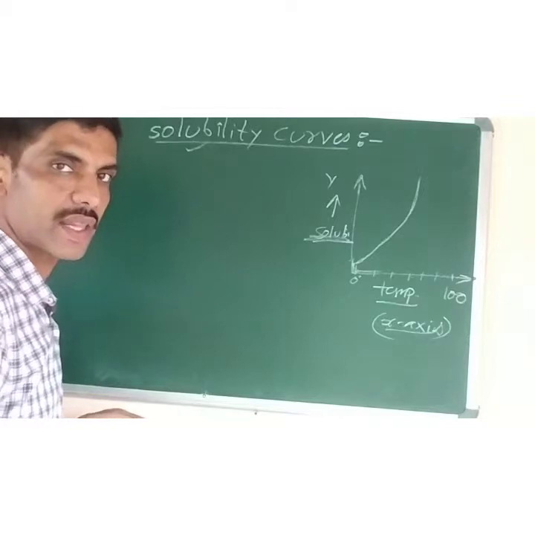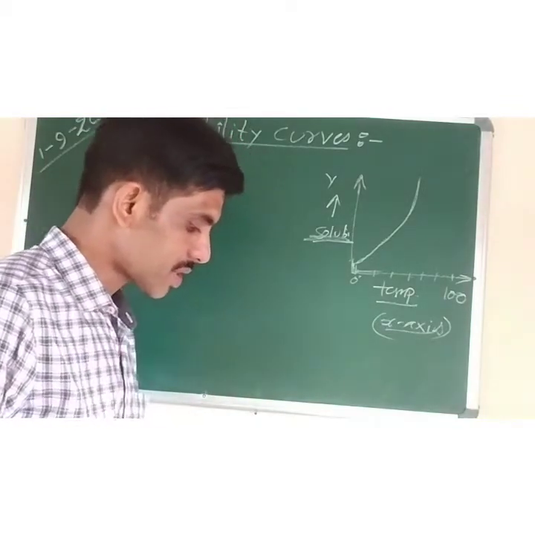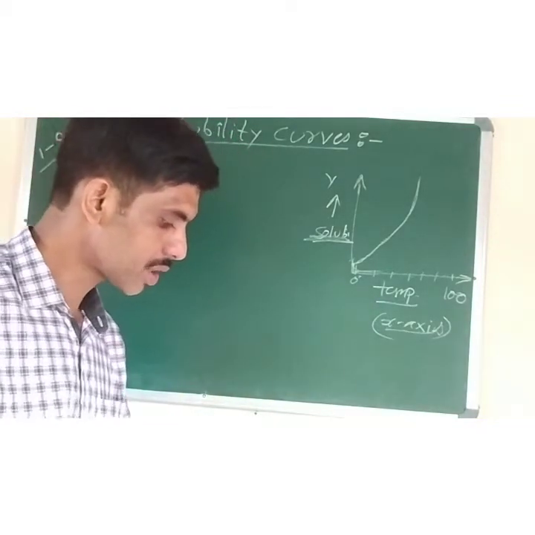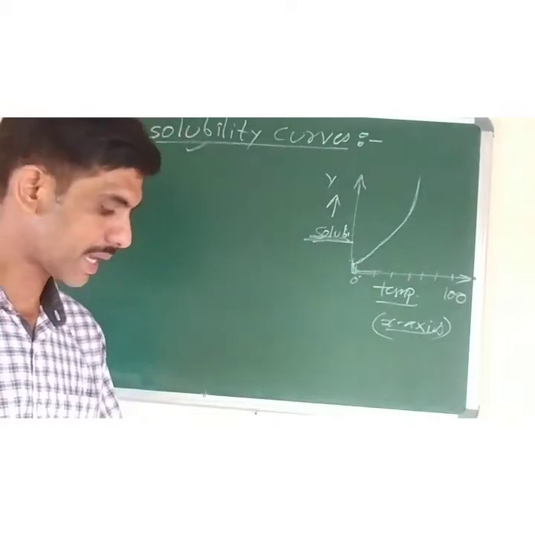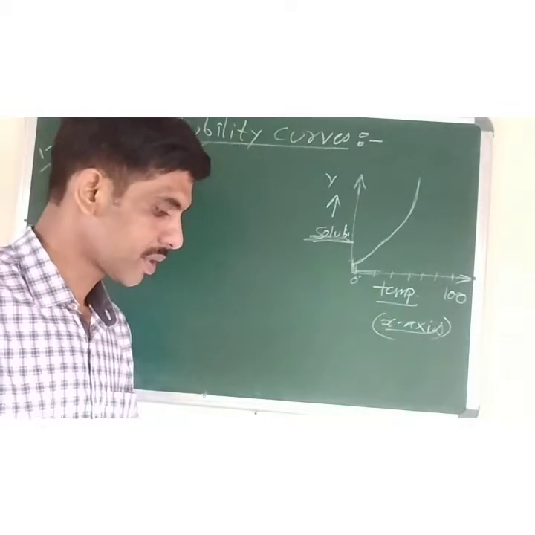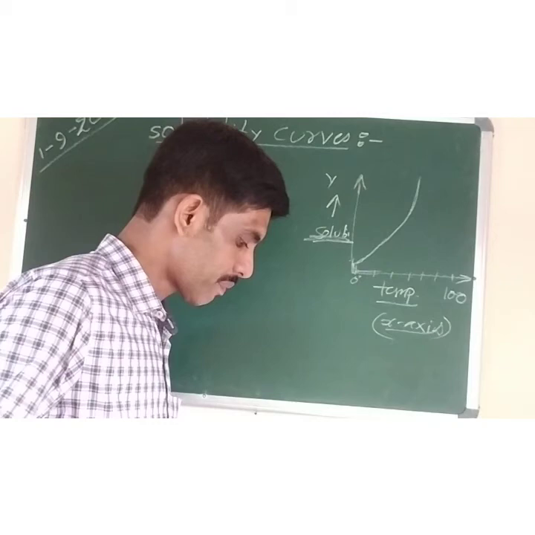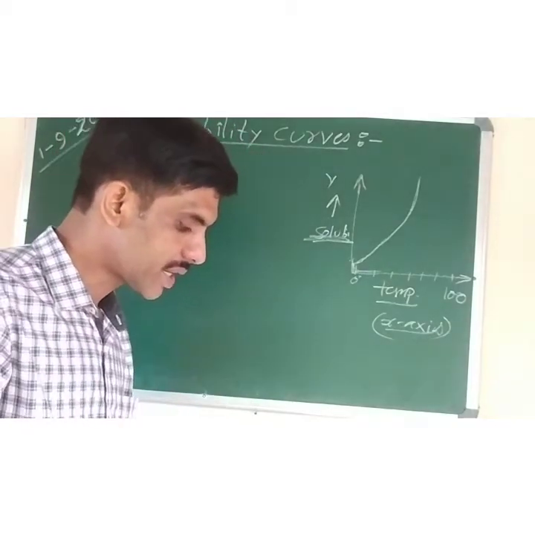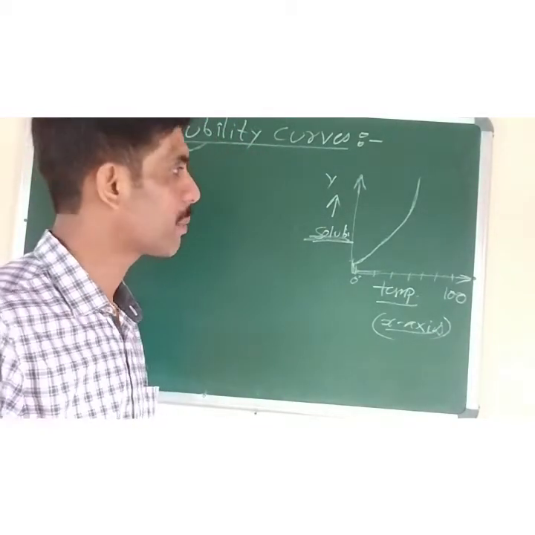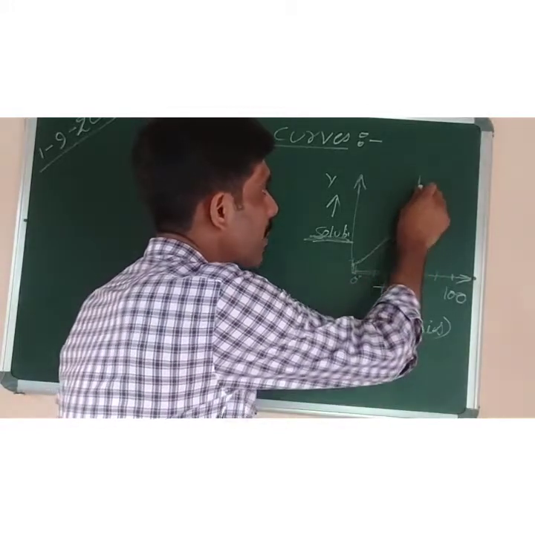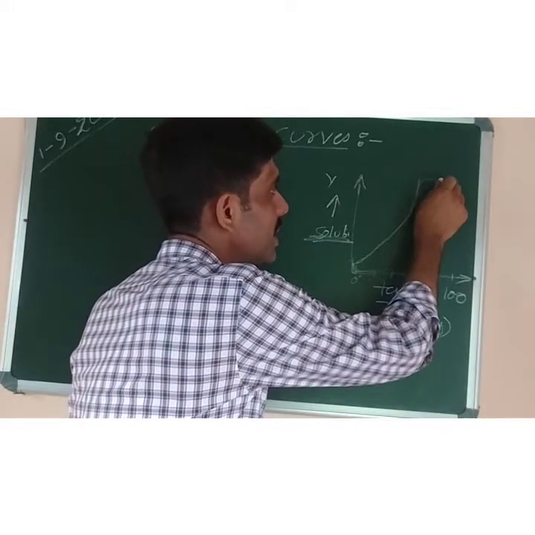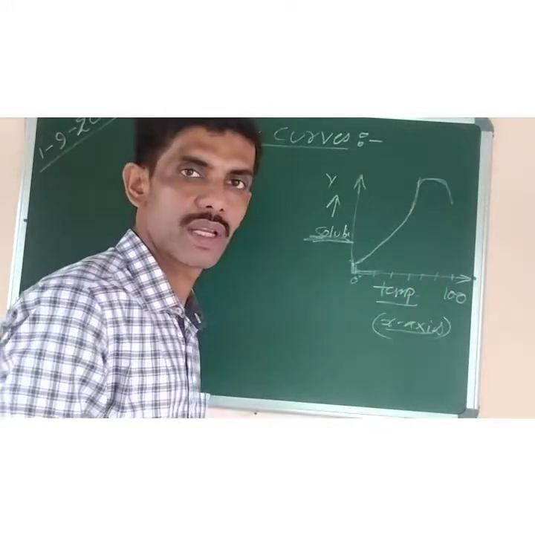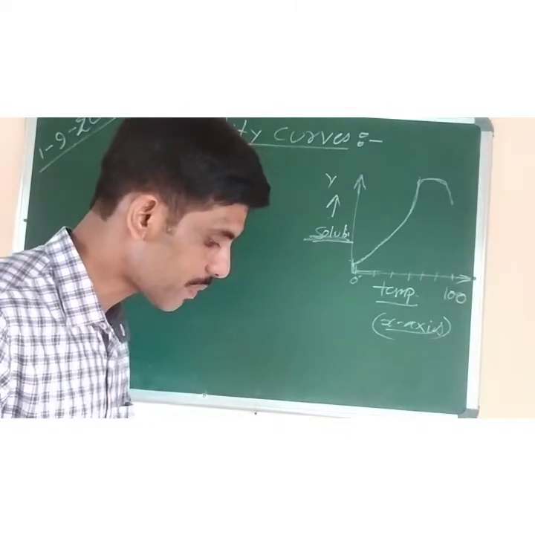Two ordinates are there. And then next one, the solubility curve of a substance like calcium sulfate, if you read there, shows that there is a decrease after attaining a certain temperature. Means after reaching a certain temperature, its solubility decreases. It does not increase, in case of calcium sulfate.